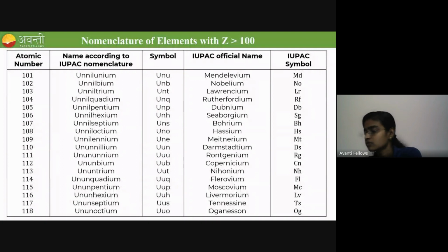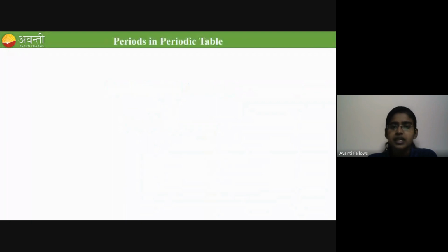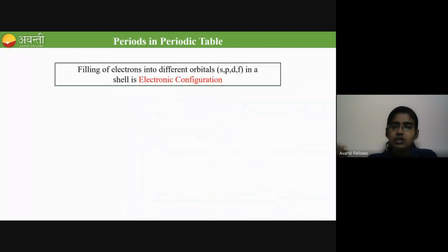Okay. So the periods and groups in the periodic table. This is the second topic that we are going to see. First, let me discuss the periods in the periodic table. The filling of electrons into the different orbitals in a shell is called electronic configuration. We have 4 different orbitals, s, p, d, f, and we are going to fill those electrons, and that is going to give us the electronic configuration.